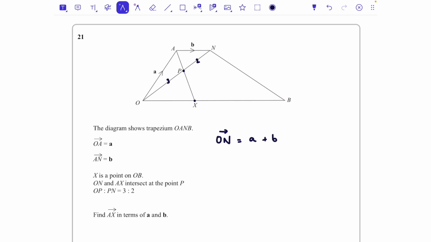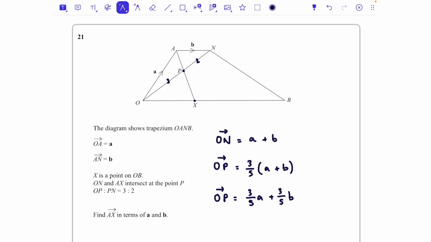Remember, if you're going with the arrow, it's a positive. If you're going against the arrow, it's a takeaway. Which means that O to P is 3/5 of that. The whole line is 5 parts, and to get from O to P is 3 out of 5 parts. So I'm going to do 3/5 of A plus B. So O to P is 3/5 of A, add 3/5 of B.